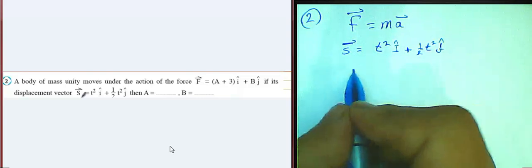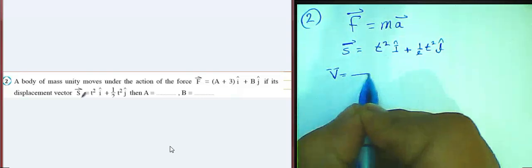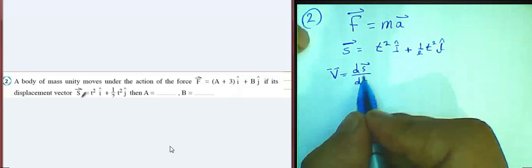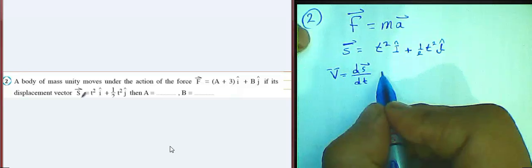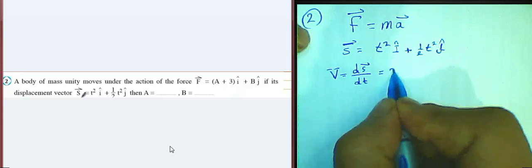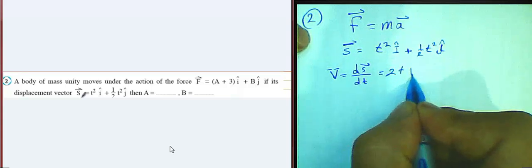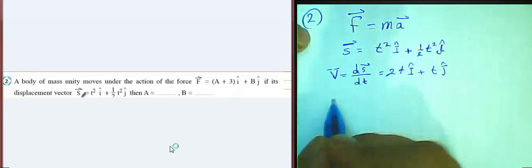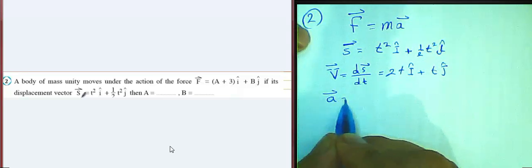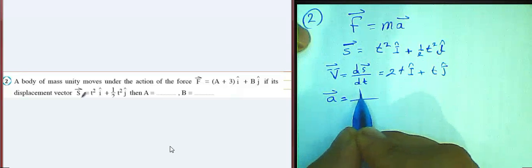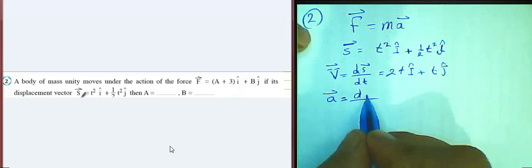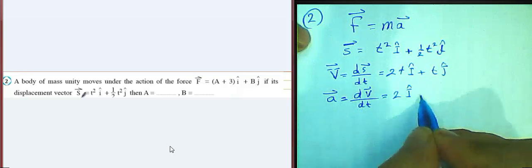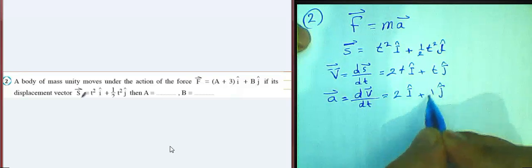We can find velocity first. It's the first derivative of displacement. We can drop the power here. Result 2t in direction i plus t in direction j. And we can find acceleration, the first derivative of velocity. It will be 2 in direction i and 1 in direction j.